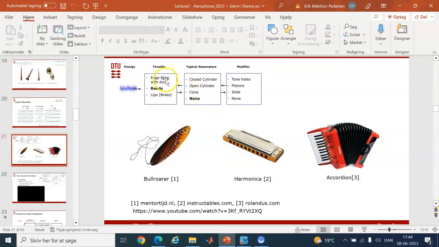The tone generation here is edge blow with duct, small opening, or reeds or lips, and the typical resonator: closed, open, cone, or none of these. Here we have none of these. Harmonicas and so on are not closed, not open, not cone shaped. No modifier, no pistons, no slides.